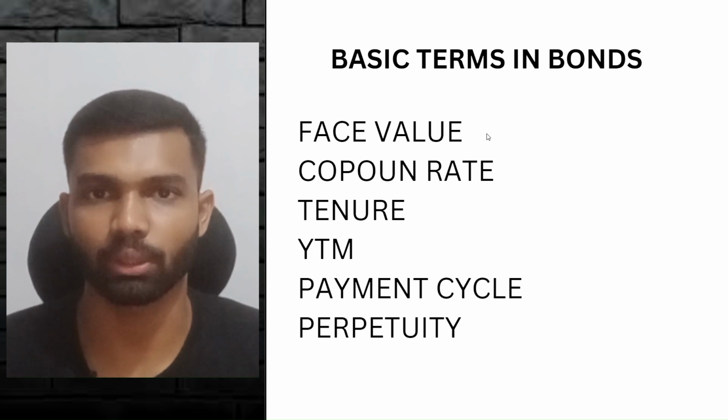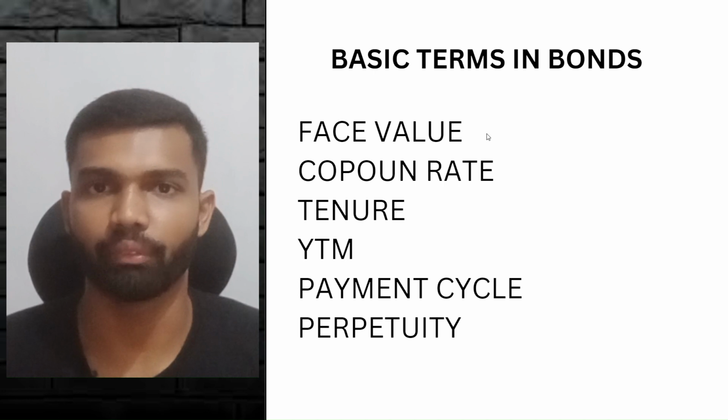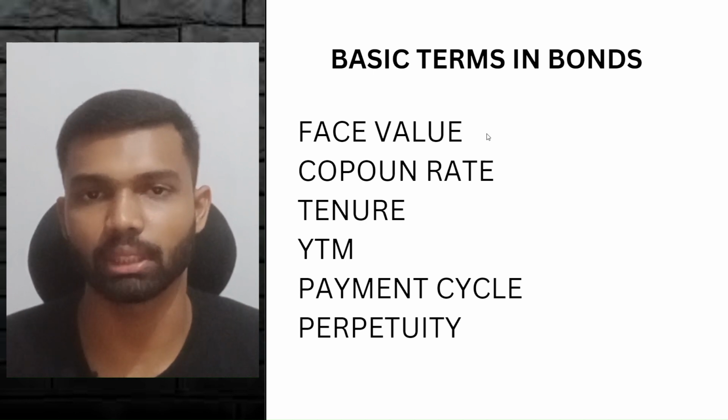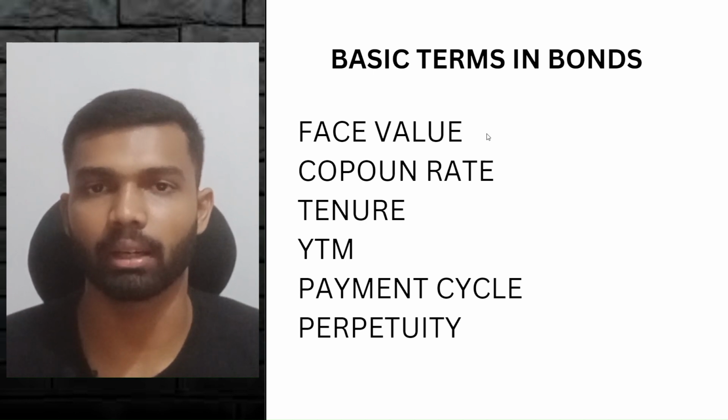If we give 1000 rupees to the bond issuer, then the bond issuer will give us 1 unit of bond. Okay, that is the face value of the bond. We can always buy the bond in multiples of the face value only. If I have 10,000 to invest, then the bond issuer will give 10 units. The face value is nothing but the value written on the bond, and we can buy the bond only in multiples of the face value.